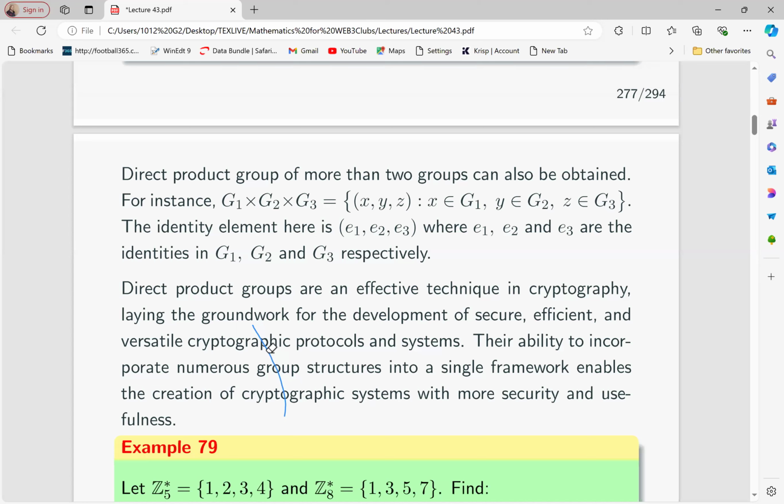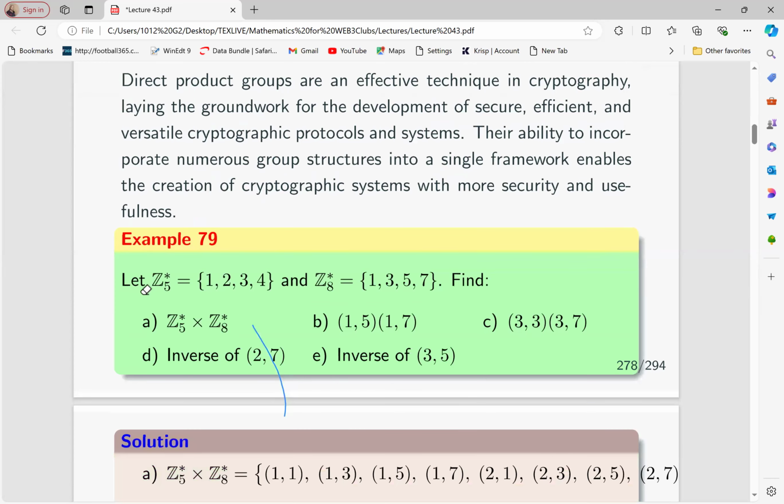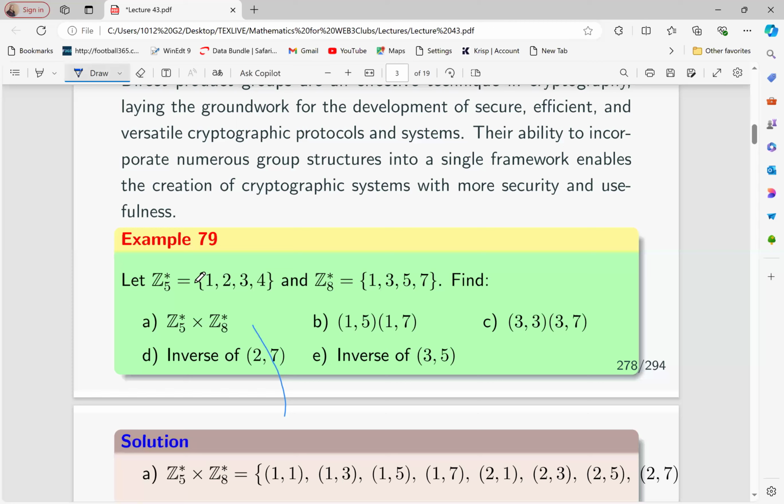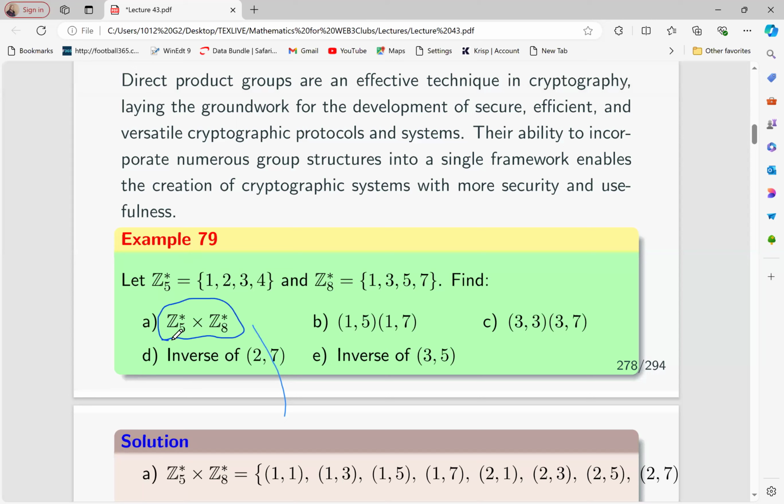Because in fully homomorphic encryption, you're looking at two groups. This one also, we are looking at two groups, when two groups come together. Now, we have these two groups. The two groups in my example here are both multiplicative groups: Z star 5, and Z star 8. So the question is, find the elements of this new group.